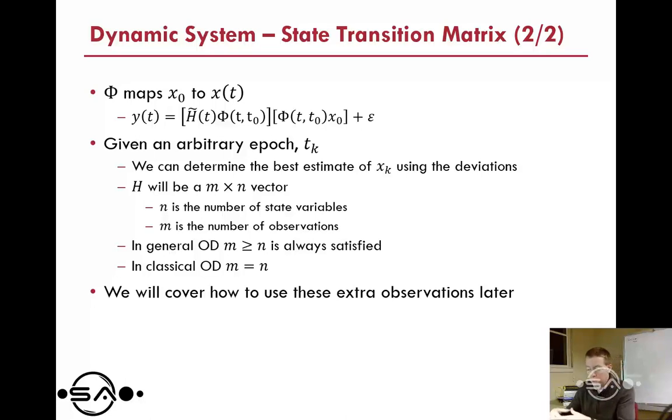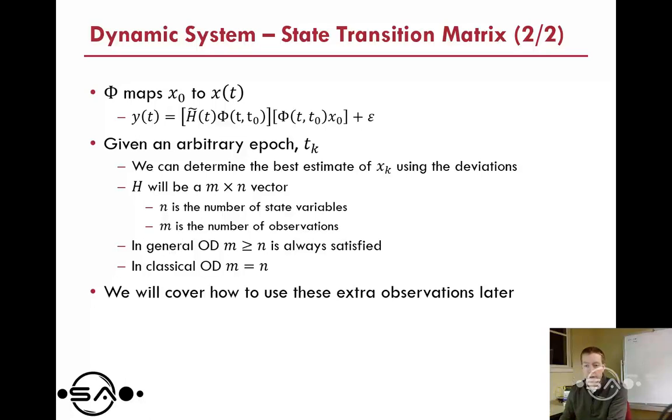So where this comes into play is we can map the initial deviation to the deviation at some time t, right? So we step back in and linearize this here. This is just taking the equation from several slides ago and plugging back in. Now, given some arbitrary epoch tk, you can determine the best estimate of that state vector perturbation from the nominal by using this linearized system.